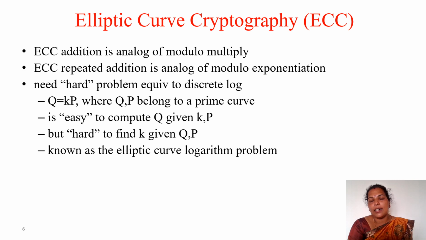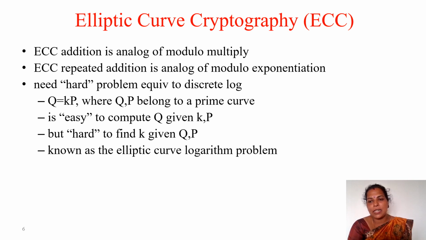So here in elliptic curve cryptography, we are performing addition. How we perform addition is analogous to modulo multiplication. The same way we perform modulo multiplication, here we perform the addition. And ECC performs repeated addition, which is analogous to modulo exponentiation.